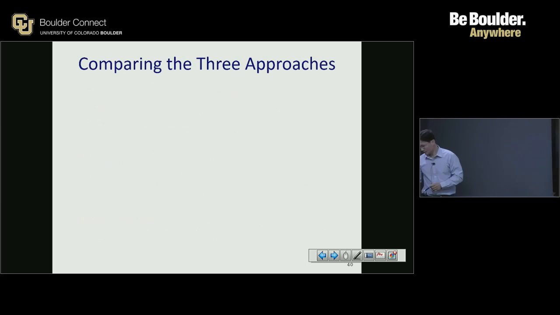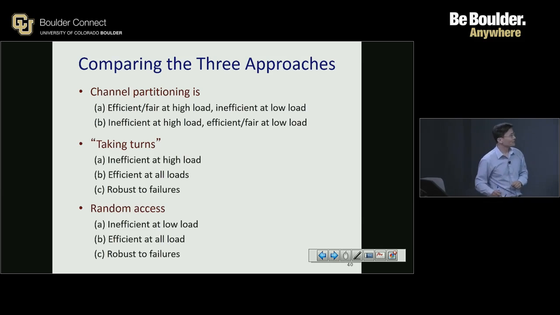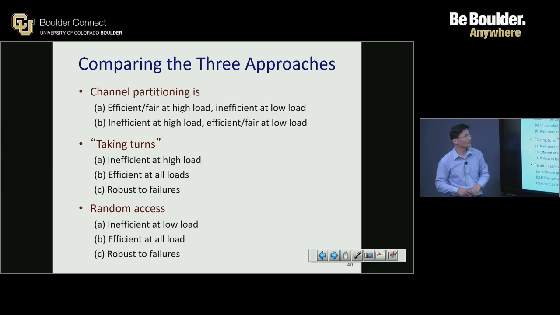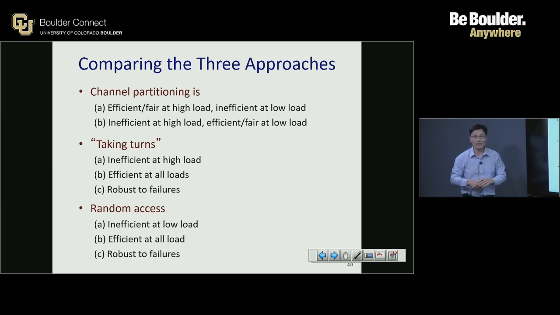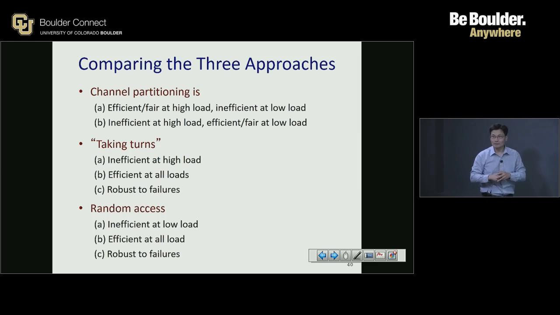Okay? So last one, one minute, because you have a question, right? Channel partition: is it A, efficient and fair at high load, B, inefficient at low load, inefficient at high load, or efficient and fair at low load? Which one? A. Efficient, yeah, because when you have more users transmitting, channel partition is the best. Now taking turns is actually very tricky, this one. Inefficient at high load, efficient at all loads, robust to failures. C? No, it's not robust to failure, right? You remember the token: whoever has the token fails, then it's actually not robust to failures.